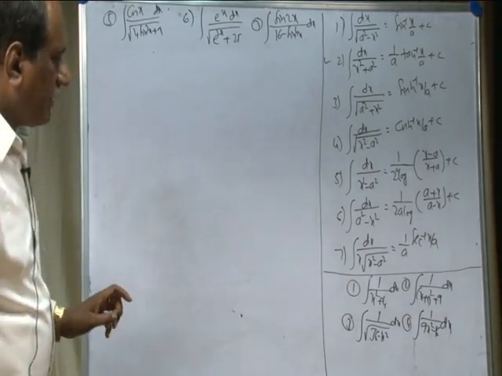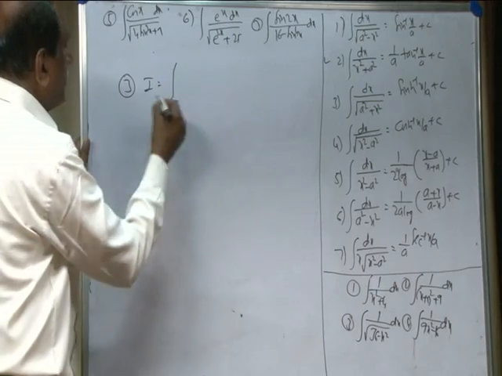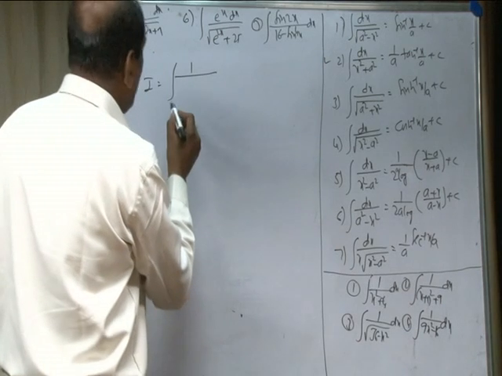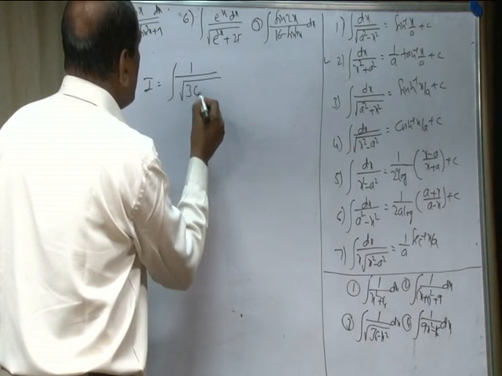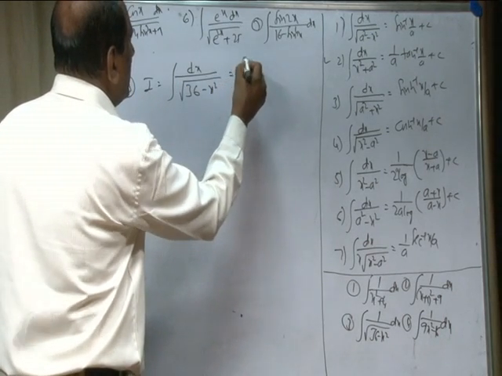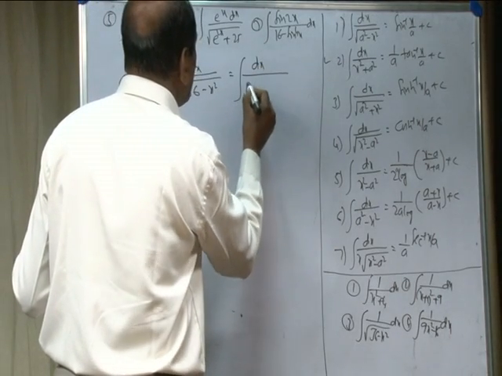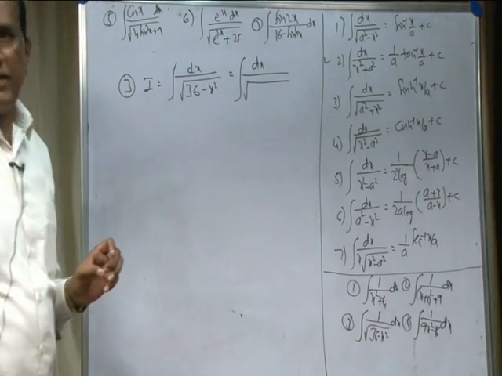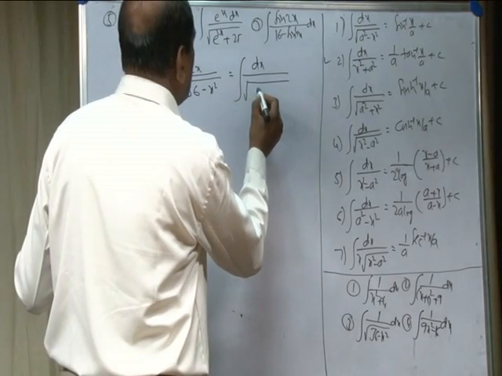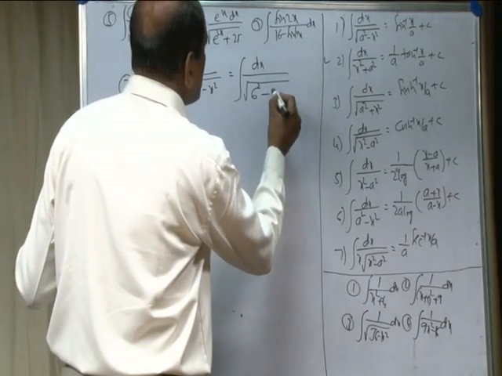Now, problem number 3, see here. I is equal to the integral of 1 divided by root of 36 minus x square dx, where dx is the variable of integration. Express both the terms inside the root sign as perfect squares. How to write 36 as a perfect square? We can write this as 6 square, 6 square is 36, minus x square.